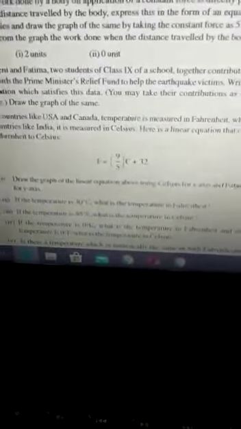Now second question. Question number 7. Yamini and Fatima, two students of class 9th of a school, together contributed ₹100 towards the Prime Minister Relief Fund to help the earthquake victims. Write a linear equation which satisfies the data. You may take their contribution as X and Y. Draw the graph of the same.